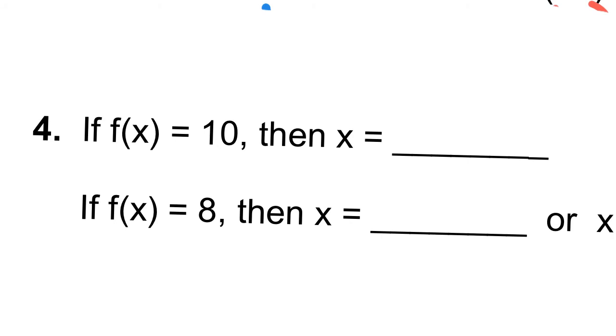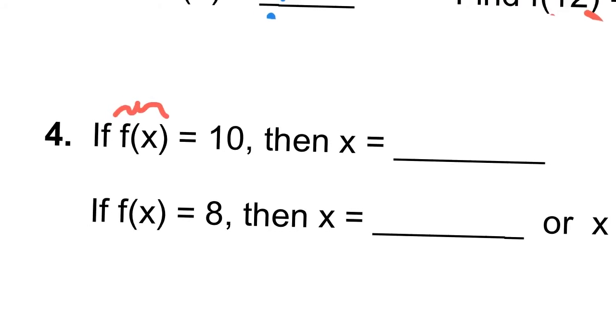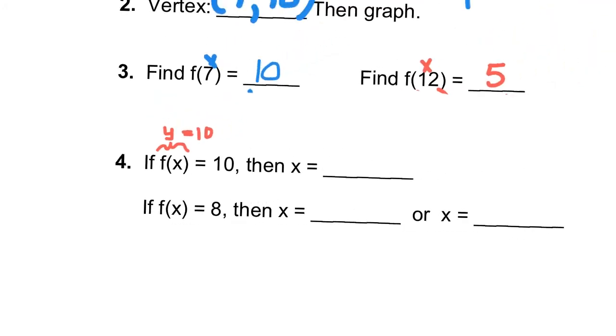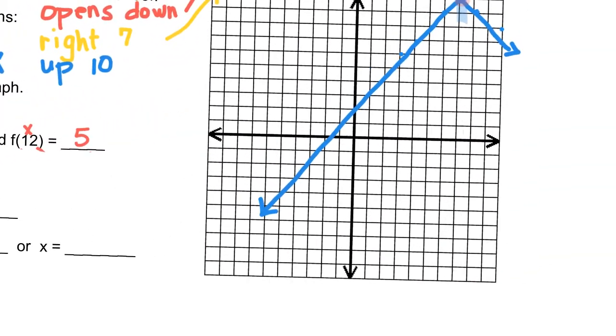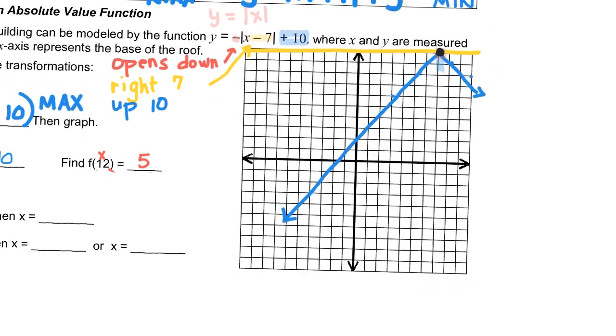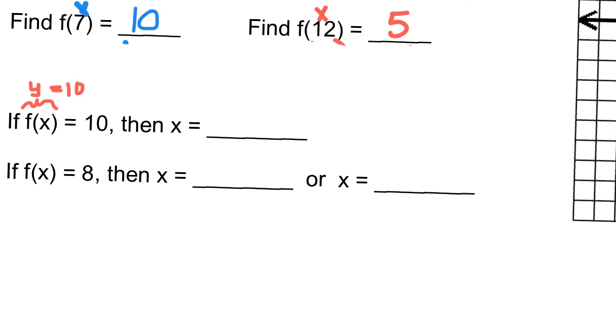Now let's look at number 4. If f of x equals 10, that's talking about our y being equal to 10. So if y is equal to 10, what is the x value? One way we can solve this is to substitute it into our equation and solve from there. But I'd like to encourage you to also use your graph. If y is equal to 10, that's talking about this right here. Which point satisfies that condition? It's this point here. So when y is equal to 10, x would be equal to 7.